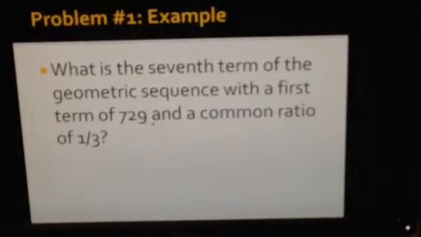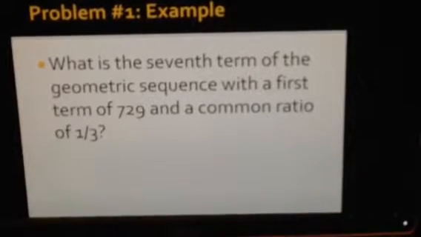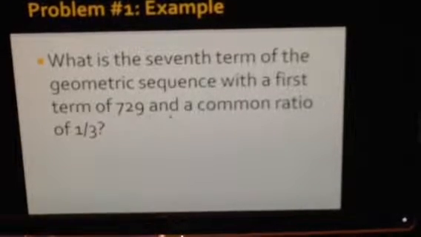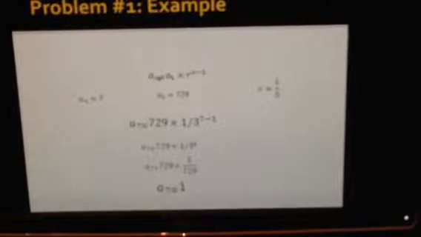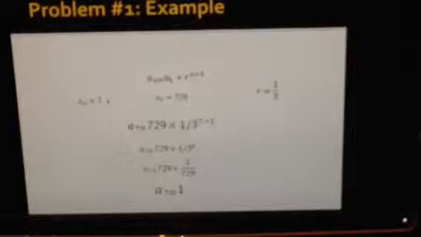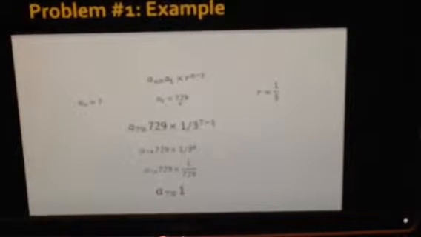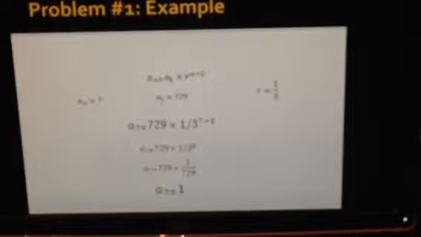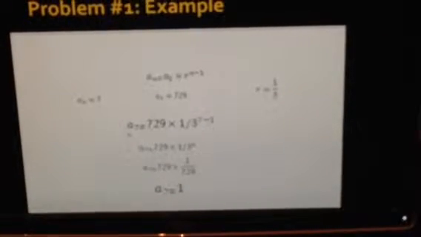And now for our first problem. What is the seventh term of the geometric sequence with a first term of 729 and a common ratio of 1/3? And there's the formula that I used. And n would be equal to 7, because that's the number of the term you're trying to find. A1 would be 729, because that's the first term in your sequence. And the ratio is 1/3, and that was also given to you.